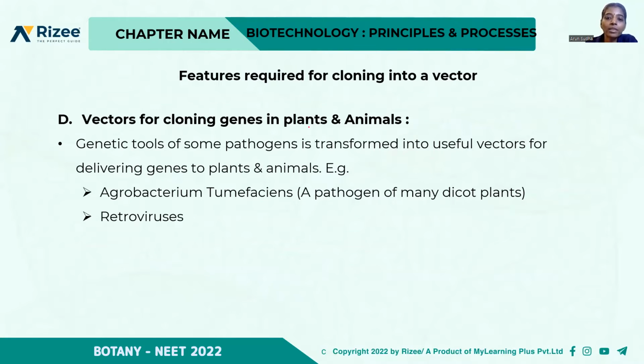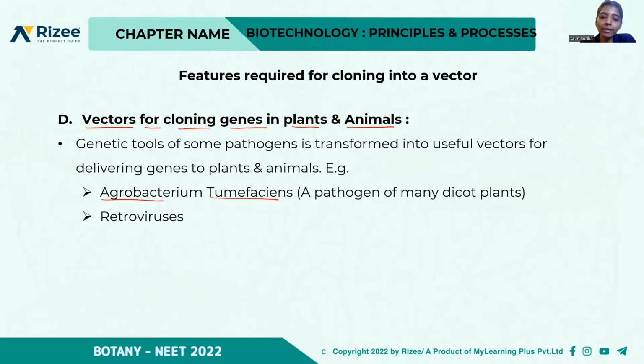Vectors for cloning genes in plants and animals. So what do you mean by vectors for cloning genes in plants and animals? If you take the plants normally, this Agrobacterium tumefaciens, right? So this Agrobacterium tumefaciens causes a disease that is called crown gall disease in most plants. So actually it causes a tumor-like growth. So naturally it is causing the tumor.